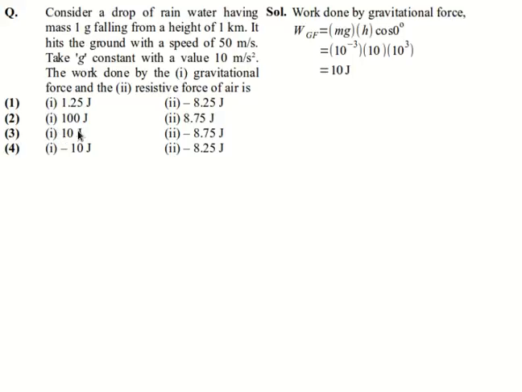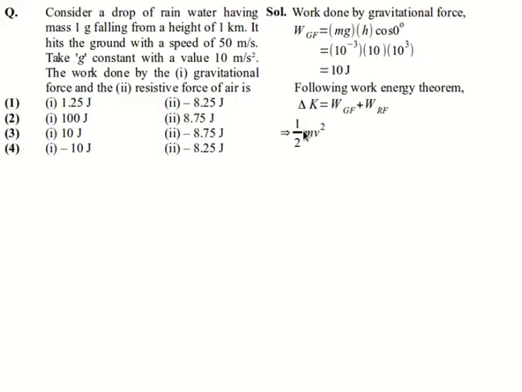So the correct option should be this one, because no other option is actually matching, but we'll confirm it by calculating the resistive force. Now resistive force of air, how do we calculate that? Let's use the work energy theorem. Following the work energy theorem, change in kinetic energy is equal to the net work done, which is work done by gravitational force plus work done by resistive force. So work done by resistive force will be equal to change in kinetic energy minus work done by gravitational force.